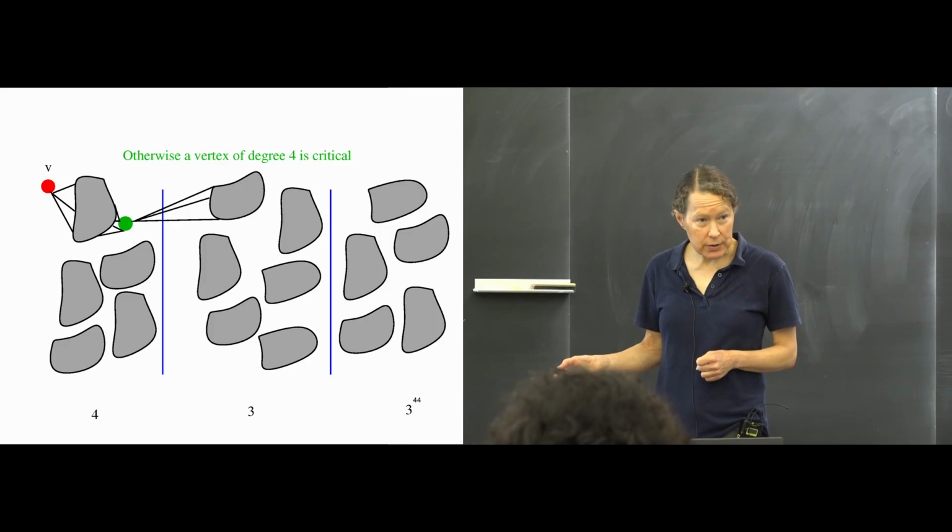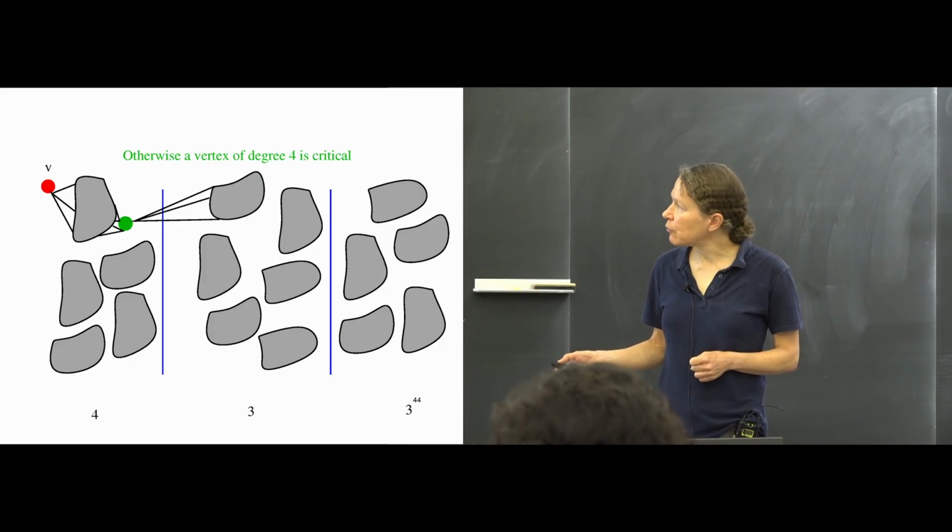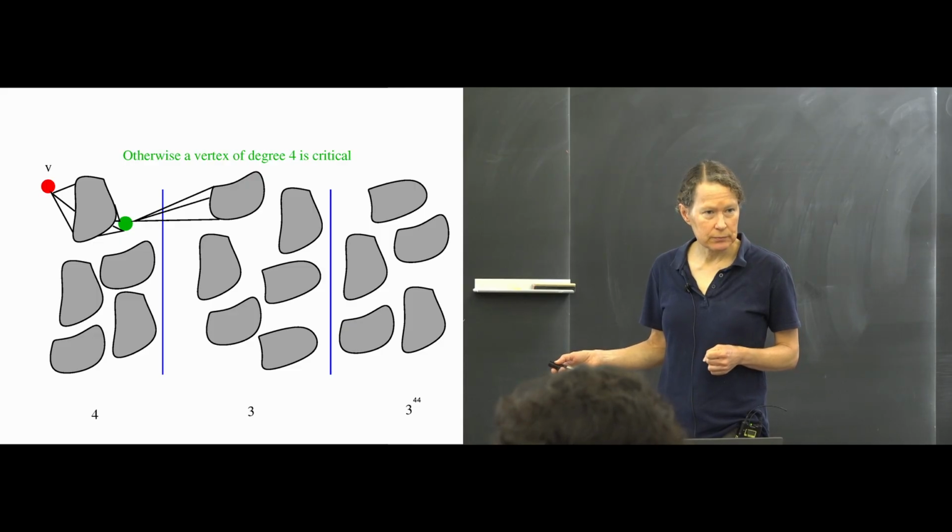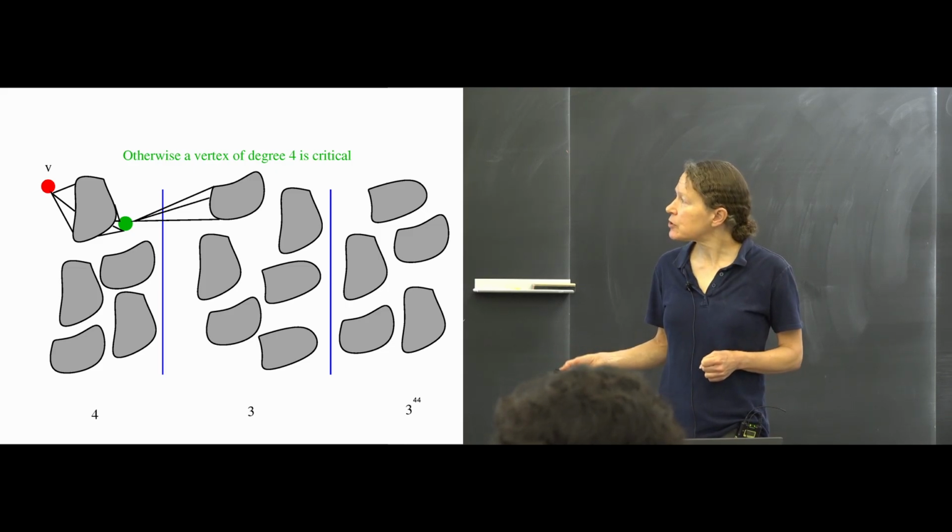So it turns out that if we had a vertex of degree at least 4 in this active component, then there would be some vertex in this component that's critical. If I move it to where it has degree 3, then I actually reduce the total number of interior edges, because I lose 4 here and I gain only 3 there.